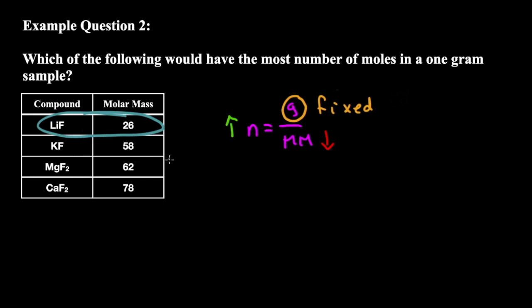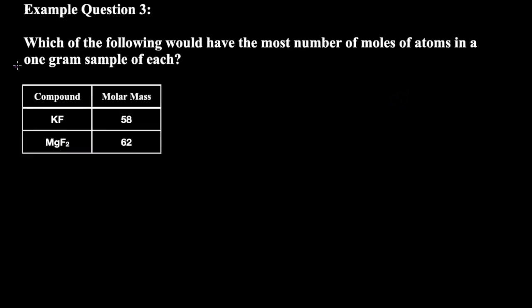Now let's try example question number 3. In example question 3, it says, which of the following would have the most number of moles of atoms in a 1 gram sample of each? So if each of these compounds only has 1 gram, which one do you think would have the most number of moles of atoms? So take some time to think about which one you think that would be.